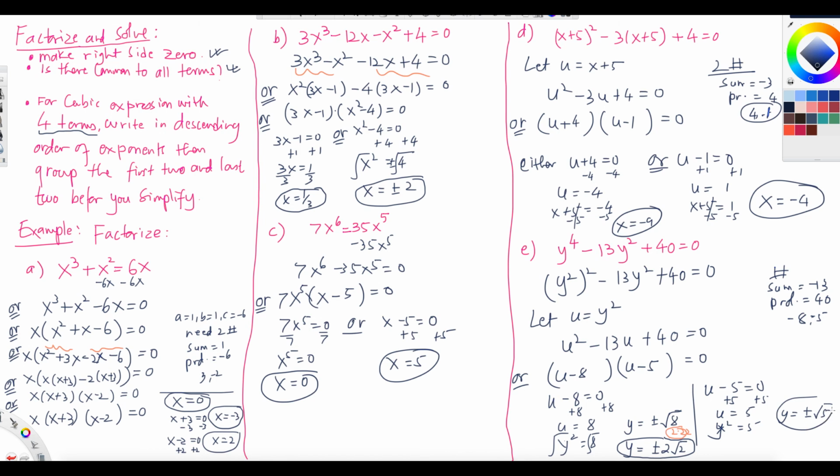So we got 4 answers, right? And we're expecting that because we have power 4. So we're expecting 4 answers. Sometimes you get repeated roots, but anyway, you got 4 roots. y equals plus 2 root 2, minus 2 root 2. y equals plus root 5 and minus root 5.